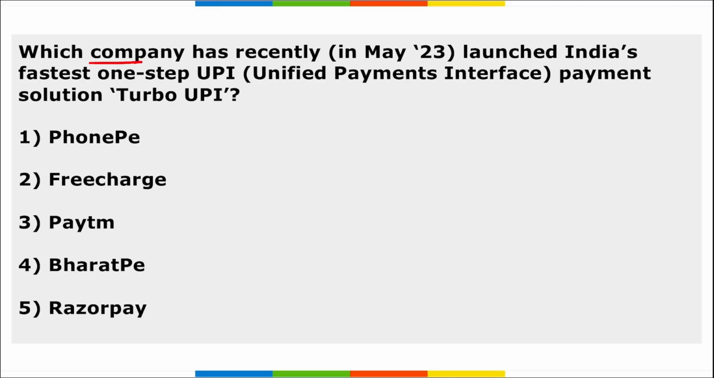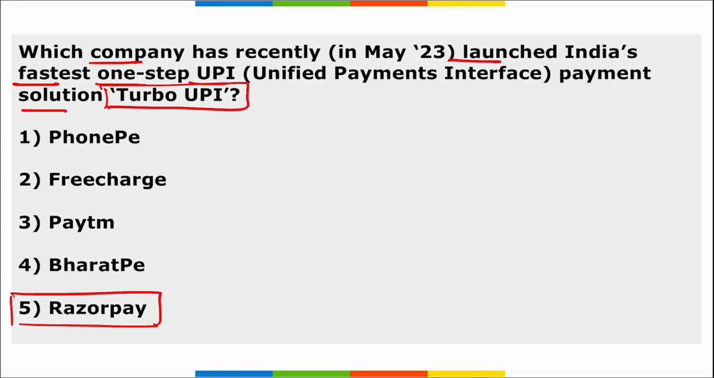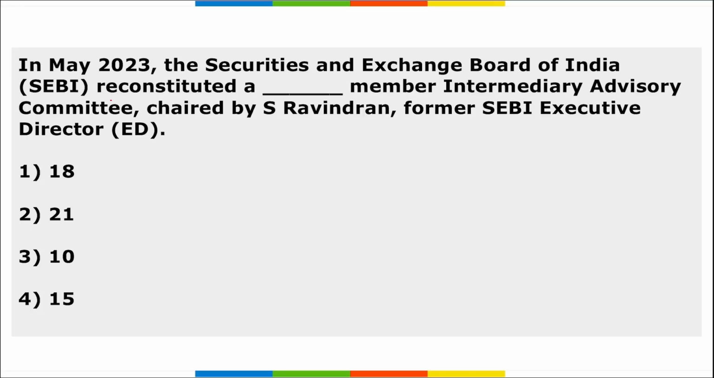Next, which company has recently launched India's fastest one-step UPI payment solution, Turbo UPI? Turbo UPI was launched by Razorpay, and it is one of the fastest payment solutions with the help of UPI. Correct? And they aim to deliver a 5x faster payment experience than other payment gateways. Next, SEBI reconstituted a dash-member committee that will be headed by S. Ravindran. We saw that it was a 21-member committee. So this question can be asked in vice versa format.